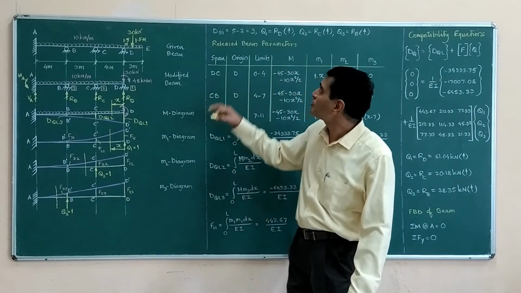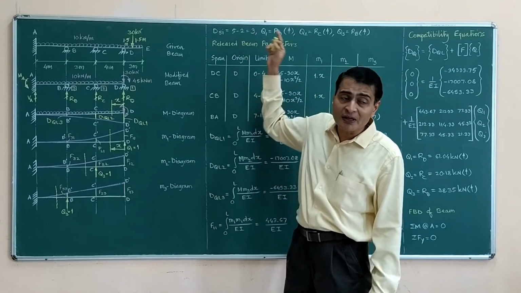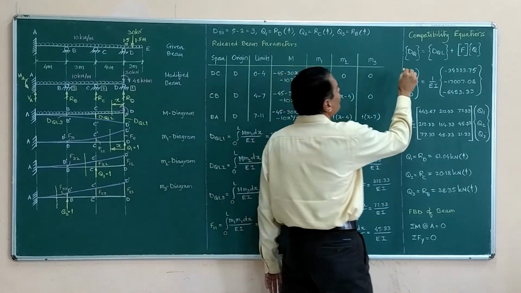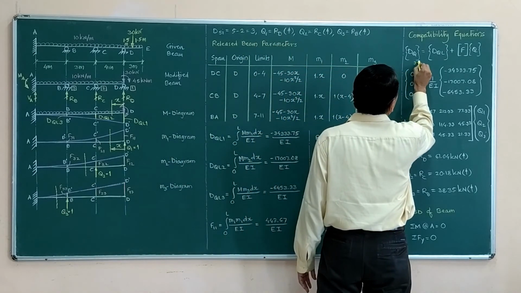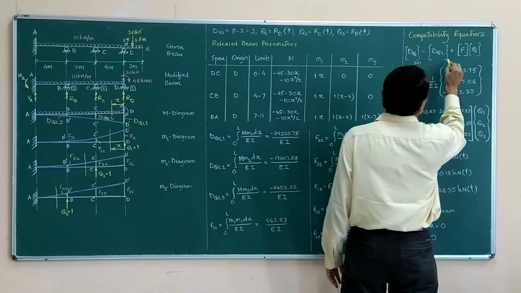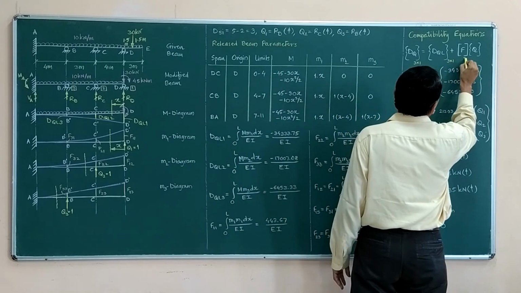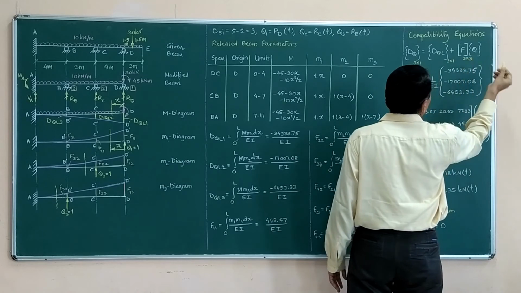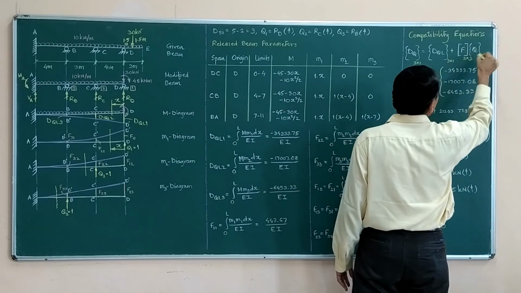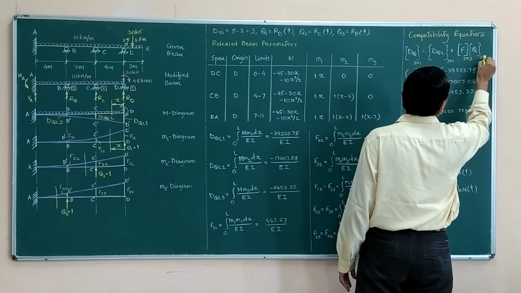Since our degree of static indeterminacy is 3, we are going to have dq as a 3 by 1 matrix, dql as a 3 by 1 matrix or vector, F as a 3 by 3 square matrix, and again the redundant vector is going to be 3 by 1.